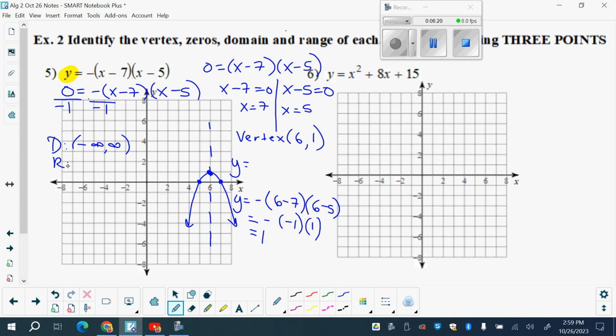Negative infinity up to +1. So we're looking down here. Down here are negative values, and then it goes up to the 1. So that's our domain and range, and then we're done with that one. Let's write what the zeros are. Zeros are 7 and -5. Excuse me, 7 and 5.